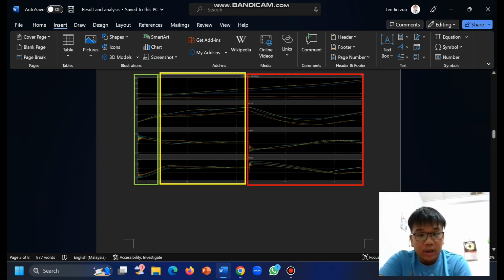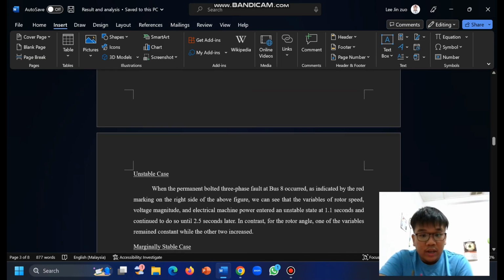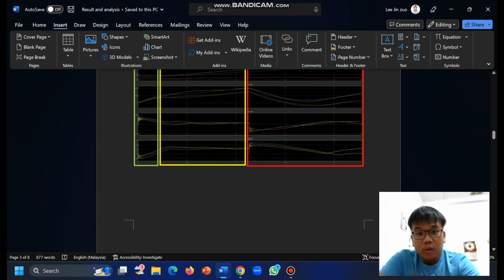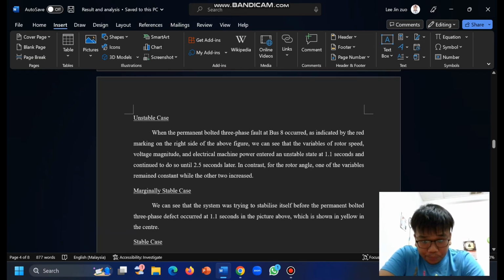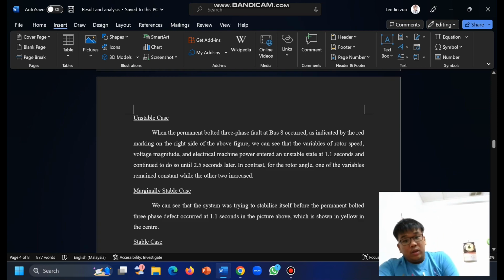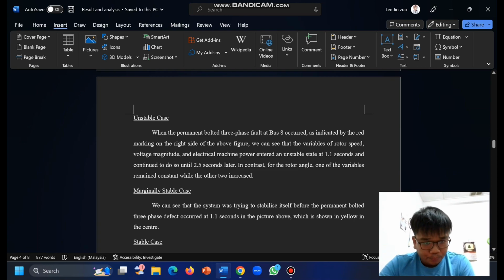And here is the graph we get. For the unstable case, which is indicated as red as in the graph before, it's at the back of the graph, and the variables of rotor speed, voltage magnitude, and electrical machine power enter an unstable state at 1.1 seconds and continue to do so until 2.5 seconds later. In contrast, some variables remain constant while the other two increase.